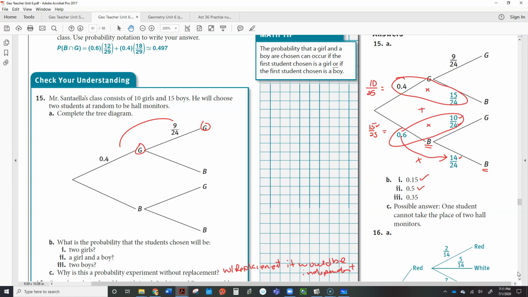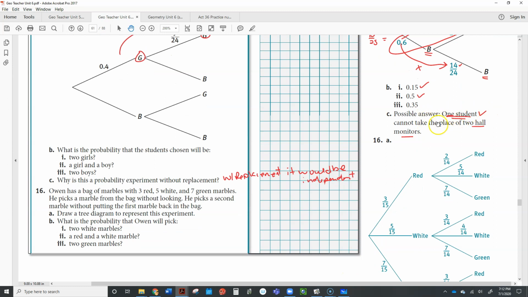And it's telling you right here that because we're picking names to be hall monitors, it doesn't make sense. If we picked a name and then we put it back in the hat and then we picked another name, you can't use that one student to be 2 different hall monitors. So it doesn't make sense to pick them in there because they can't do the same job. They can't do 2 different jobs at the same time. So it has to be a dependent event. Otherwise, you would run this chance of this happening.